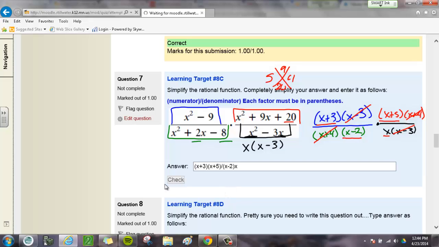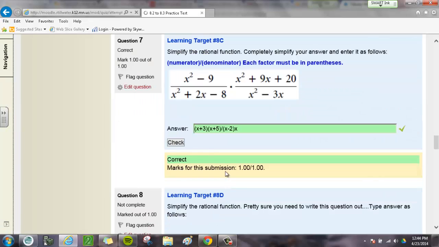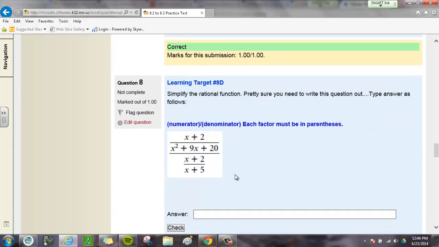Fingers crossed, everyone. Fingers crossed. Is Moodle down? Is that why this isn't working? Because Moodle's down. That's great. Oh, there we go.